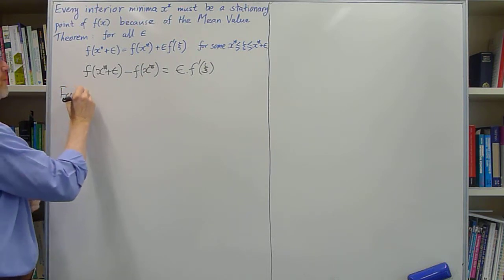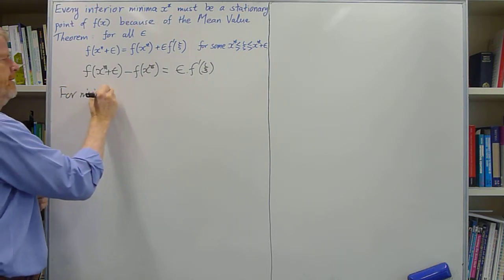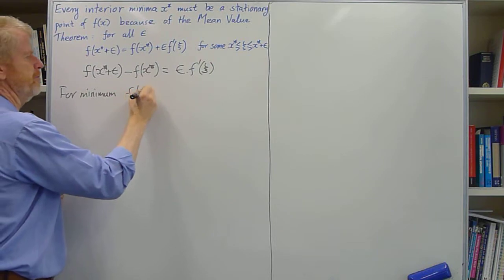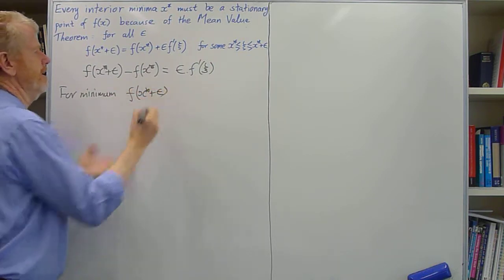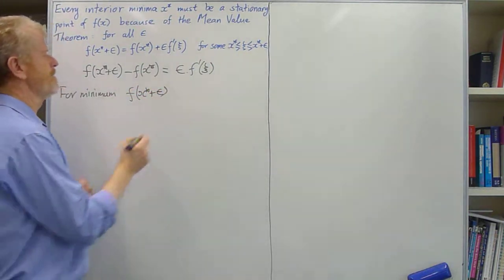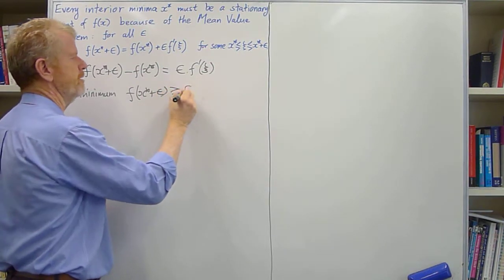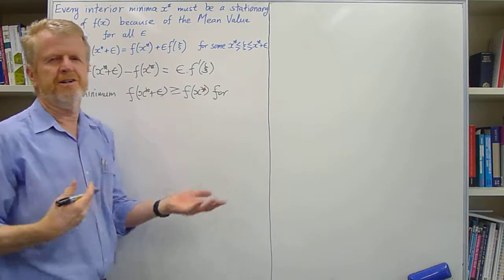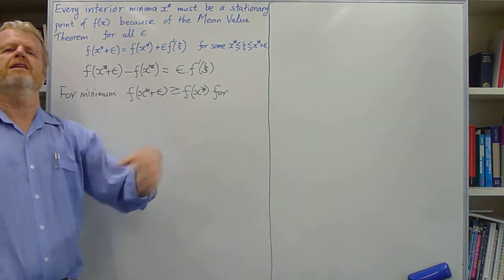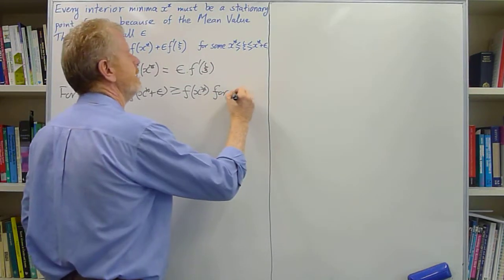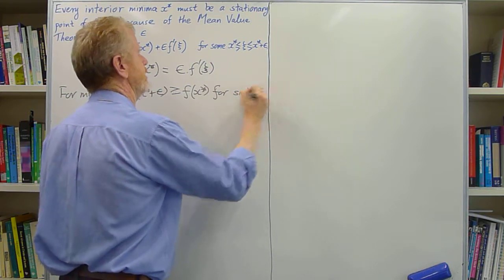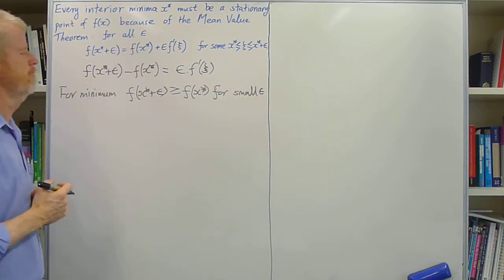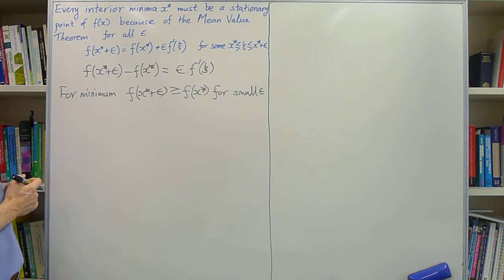Right, so what do we know for a minimum? We know that all the neighbouring points, namely f of x star plus epsilon, must be bigger than or equal to f of x star, provided epsilon is small enough. If epsilon is big, then all bets are off. But for small enough epsilon, this has to be true.